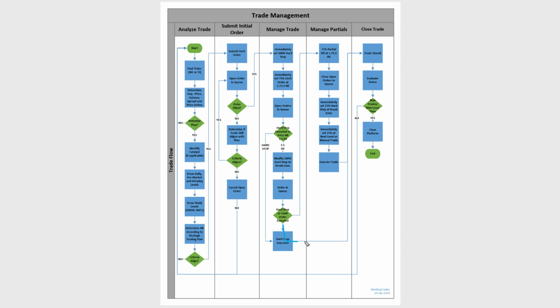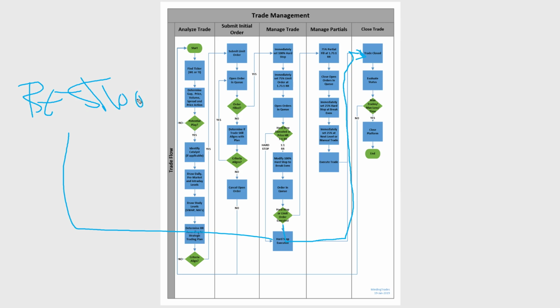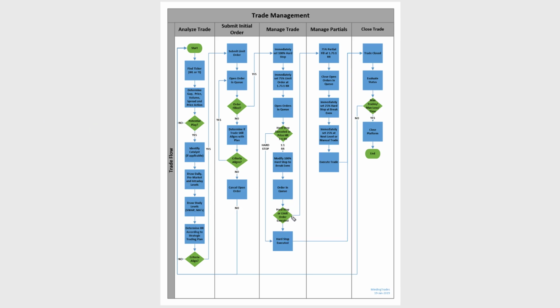So if your hard stop executes, go down this path, trade's closed. If it executes, that means we're at break even because we risked $100 and we came out to break even, so we came out $0, which is a win. Or limit order executed.